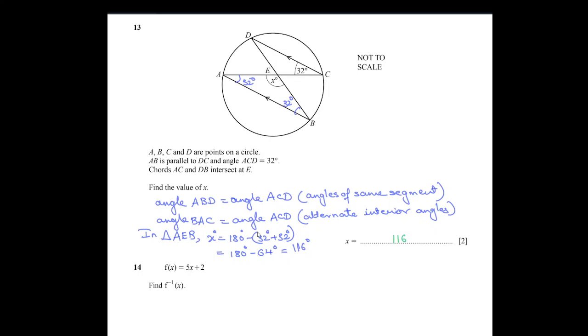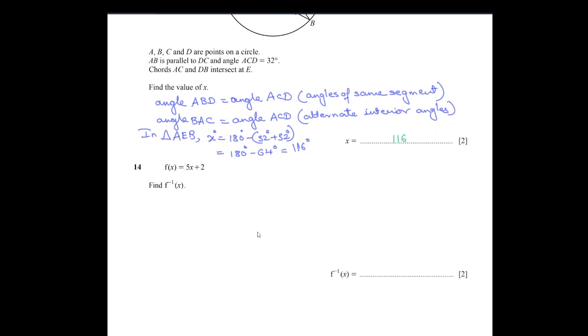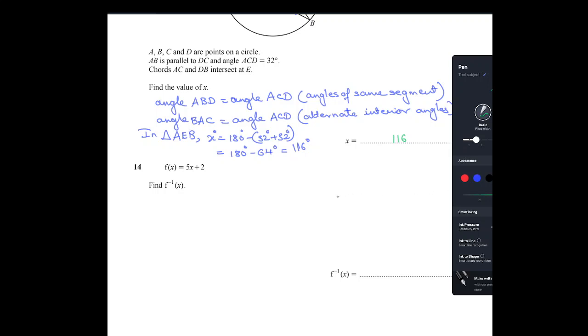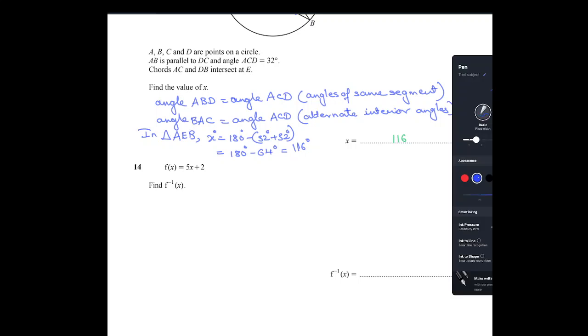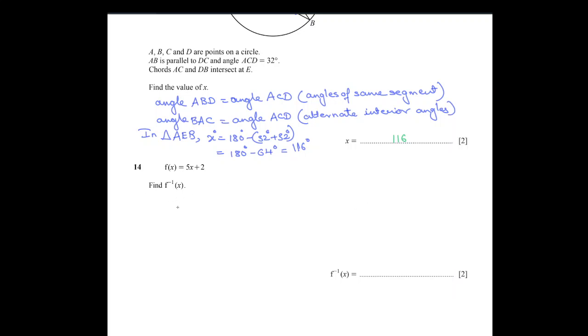Question number 14. F of x is equal to 5x plus 2. Functions question. Find f inverse of x. For any given function, when they are asking us the inverse, we'll take the given function to be some other variable y, and keeping x on the left hand side, bring all the numbers to the right hand side. 5x is equal to y minus 2, because plus 2 becomes minus 2.